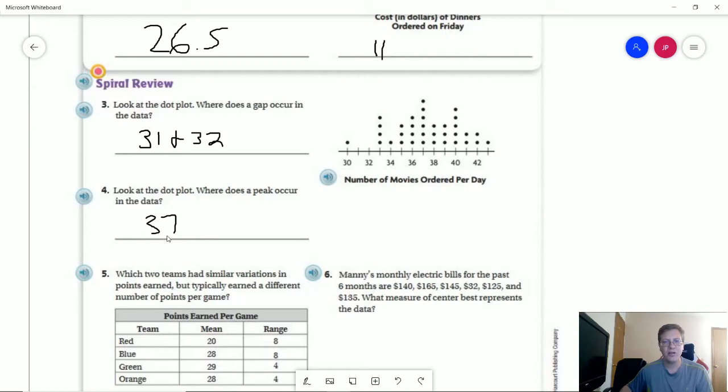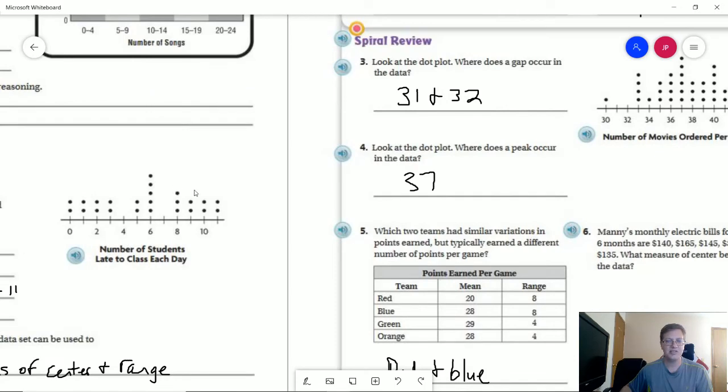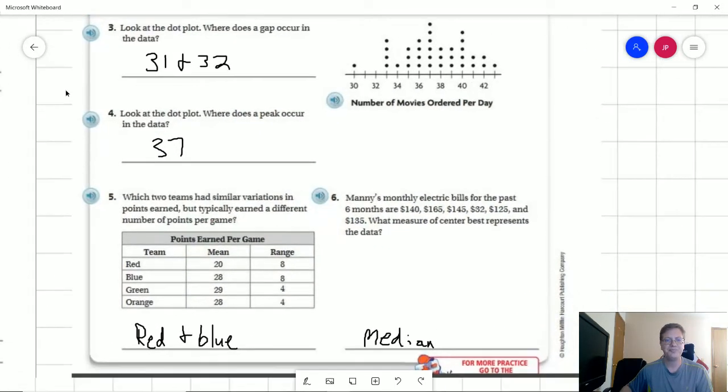For number 4, our peak is going to occur at 37. And so because we have a wide variety of things, we don't really include anything else as being a peak for these purposes. Unlike the one from our previous page where they suggested that this should also be a peak.